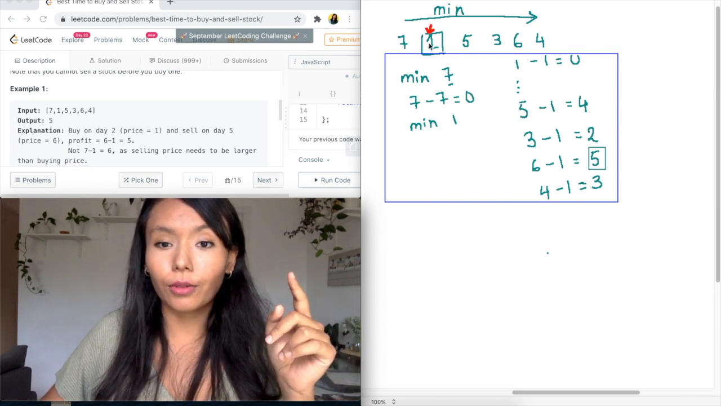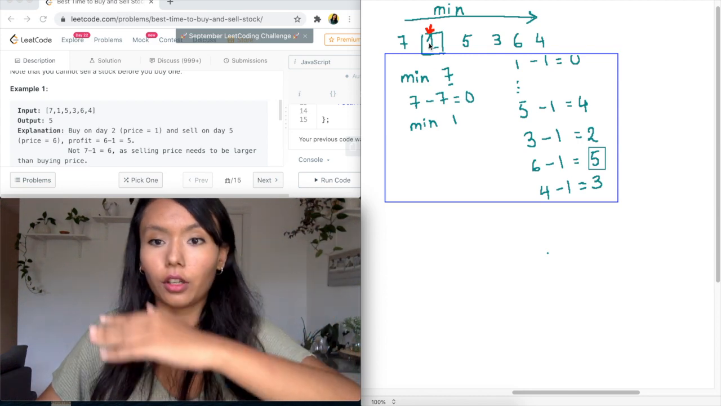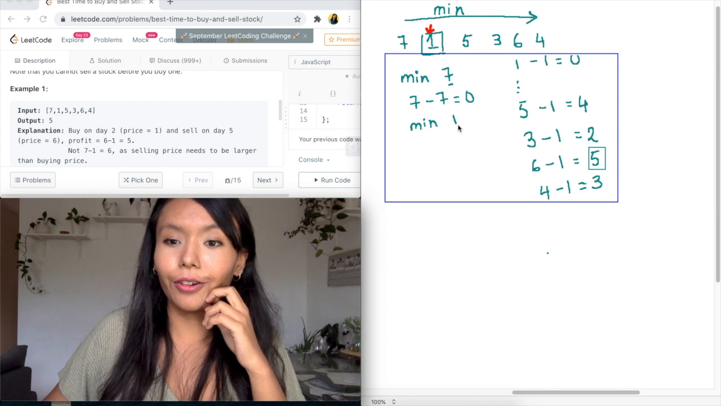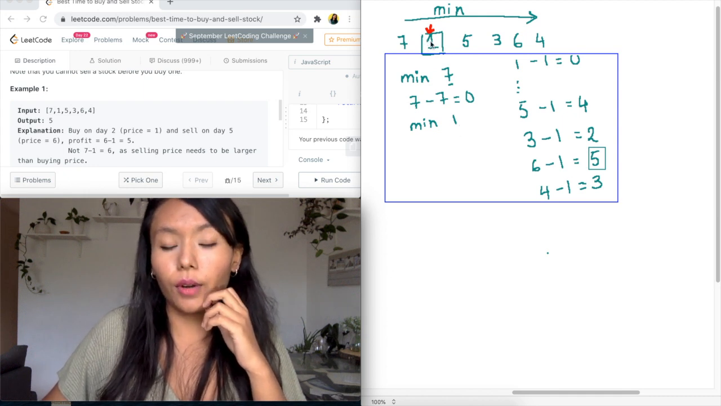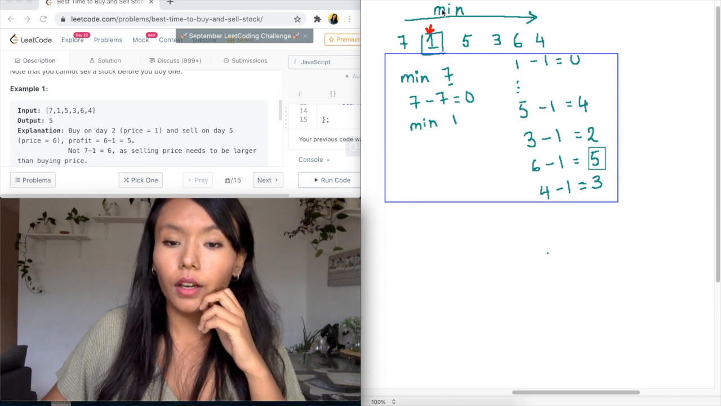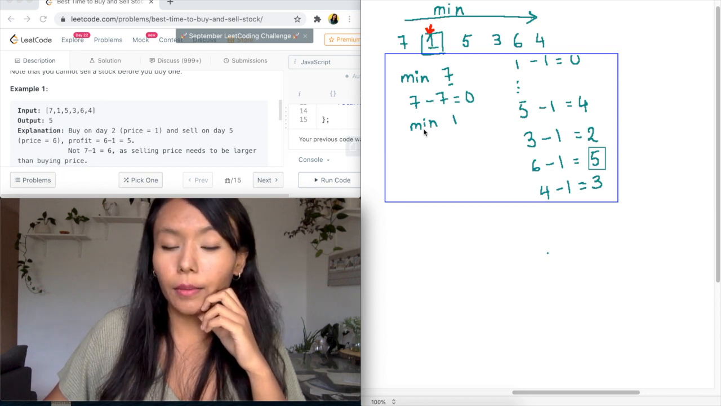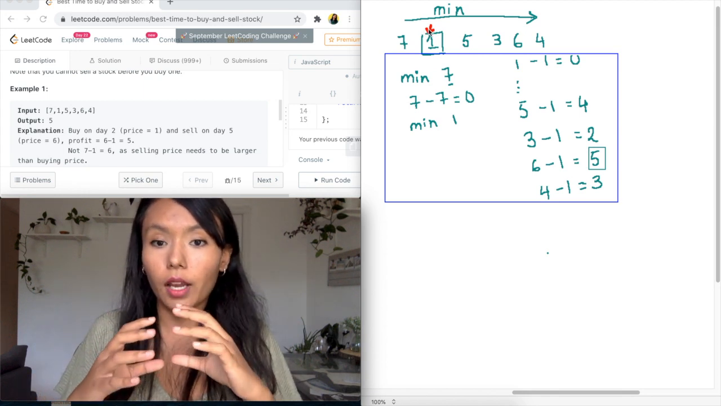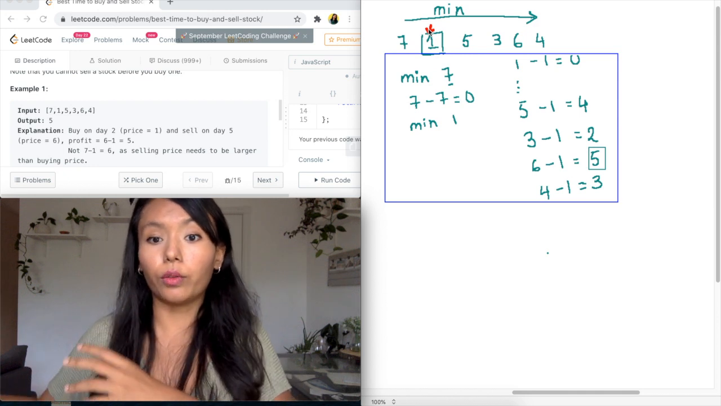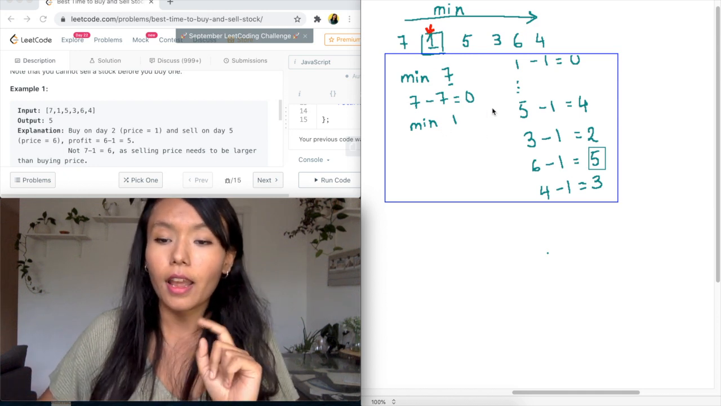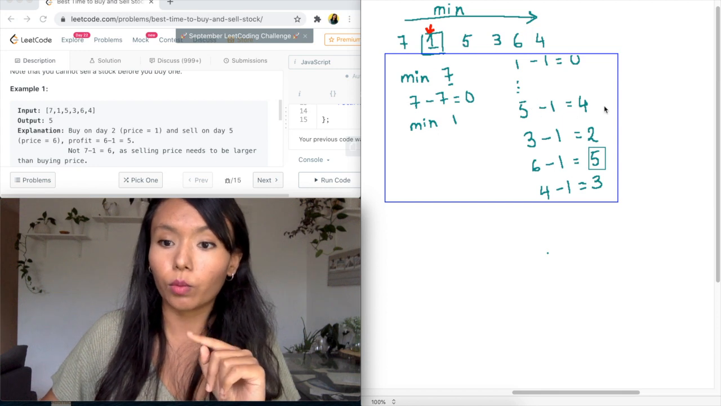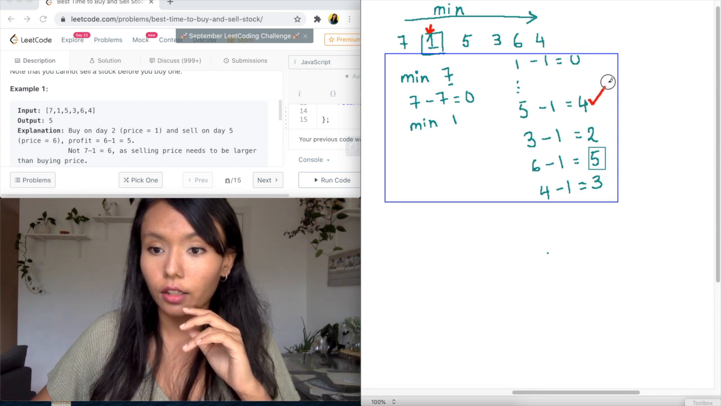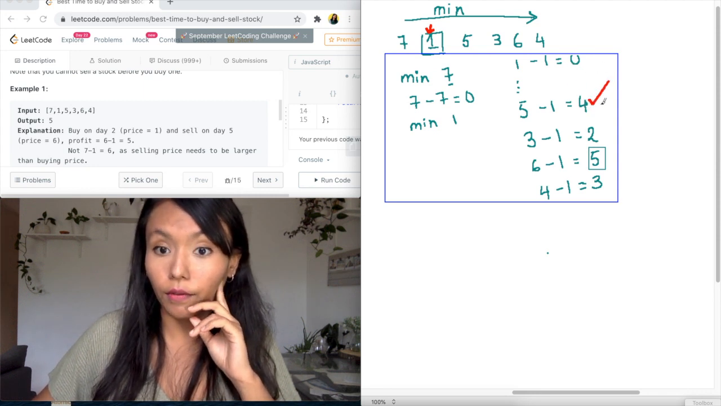But then in the next iteration, the minimum is now set to 1, right? And we're also at 1. So 1 minus 1 is 0, but then the minimum stays at 1, because we are grabbing the minimum amount that we can find as we're going through the list. So the minimum stays at 1, and what happens next is 5 minus 1 is 4. So the max profit is now going to be set to this. Previously it was 0, and now it's going to be 4.